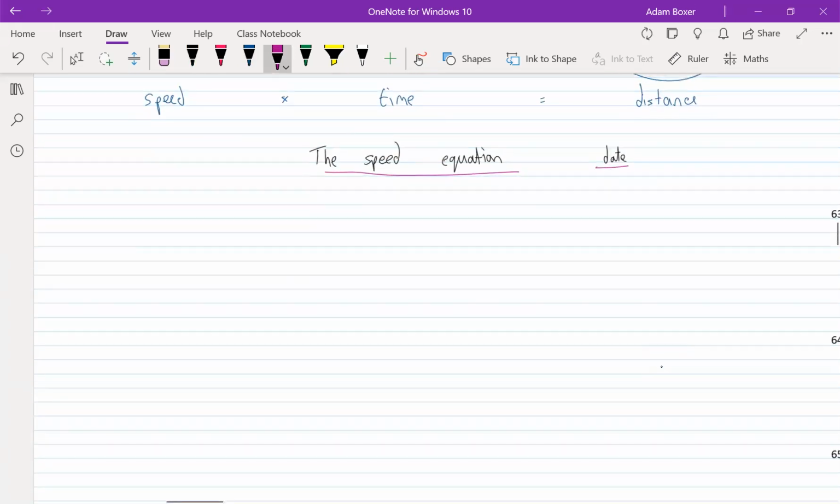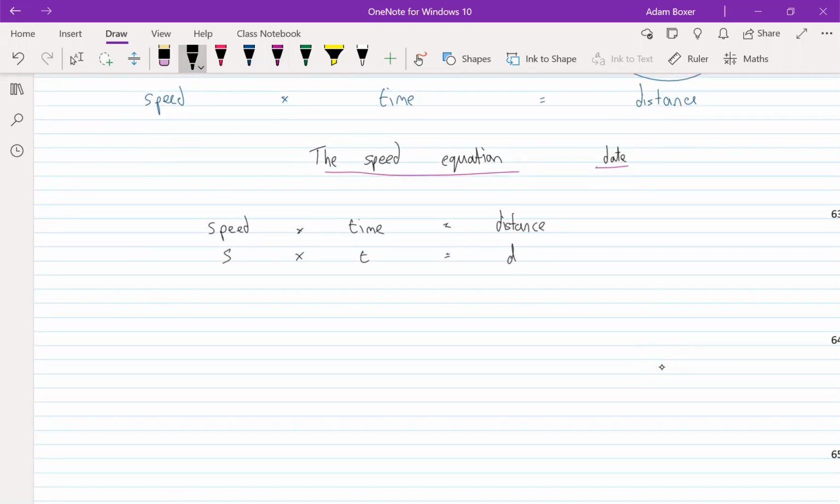Okay, so what is our speed equation? Very simply, what we just wrote: speed times time equals distance. Or sometimes we do it as symbols. We say S times T equals D.